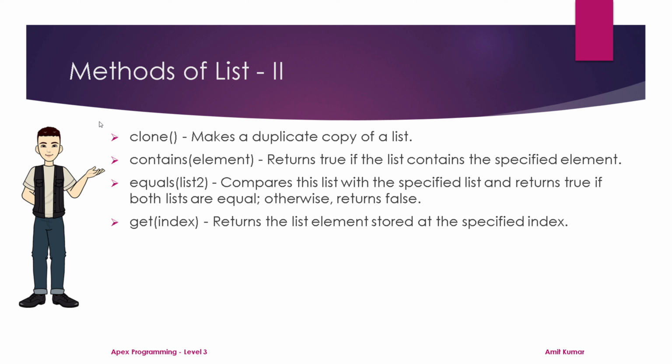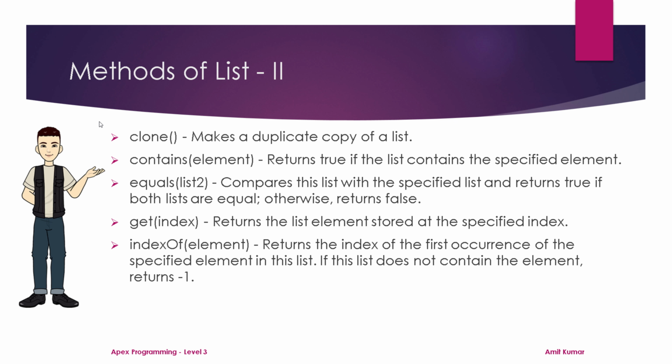Get method accepts an index and returns the list element stored at that specified index. indexOf accepts an element as parameter, returns the index of the first occurrence of the specified element in this list, and if this list does not contain the element, then it returns -1. So in case the list has that element at more than one place, it will return the index of the first occurrence of that element. And in case that element does not exist at all, then it returns -1.